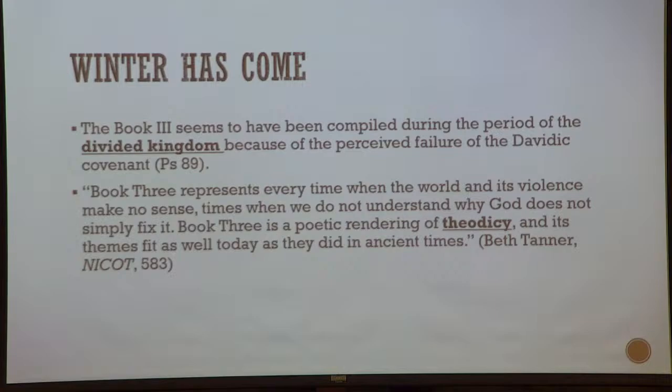Right, there are certain psalms that indicate when something had to be compiled. Book 3 has to be compiled after 89, because it seems that the Davidic covenant has failed, that Jerusalem has been under siege, so sometime later in the divided kingdom. Book 5 has Psalm 139, which references the exile in Babylon, so book 5 was not compiled until after Babylon.